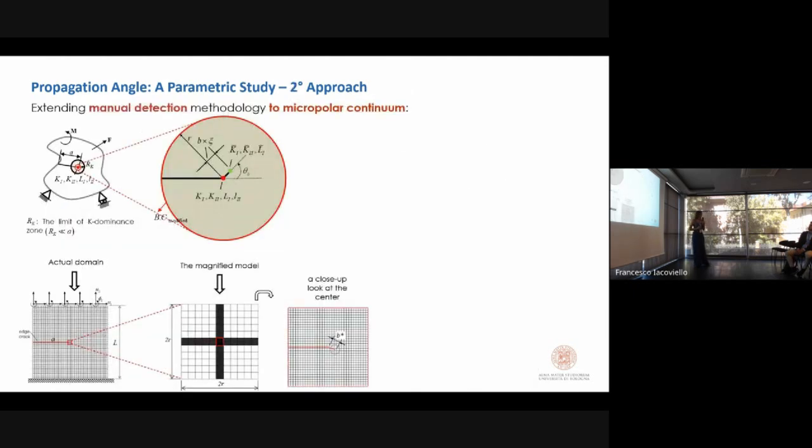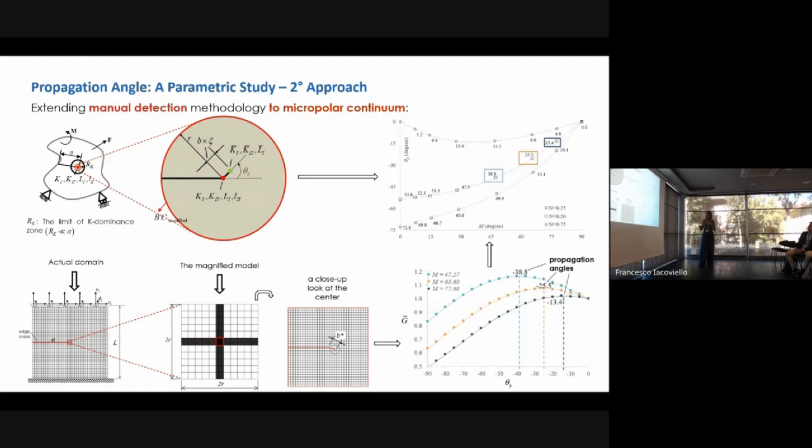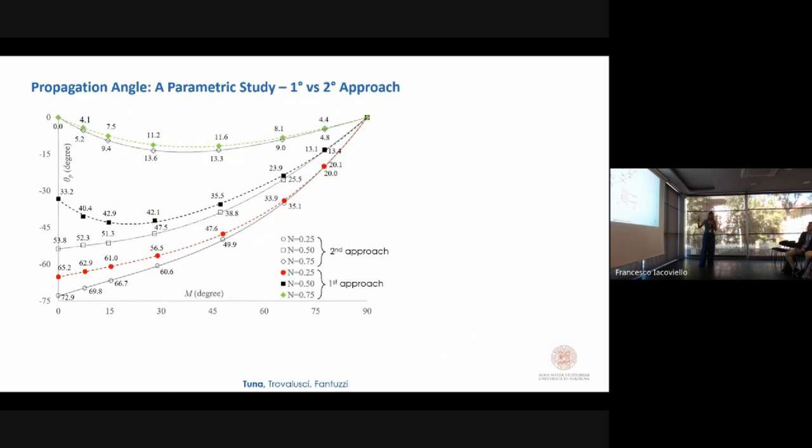Now, for the second approach, I already explained this, but in this approach, with proper manipulation of boundary conditions, we can zoom in at the crack tip and magnify it, so the infinitesimal branch can be modeled as a finite small branch, which allows us to numerically model it. Again, we obtain enough data. We have the variation curve, and we pick the angle that gives the maximum energy release rate. Now, let's see the comparison between the two approaches.